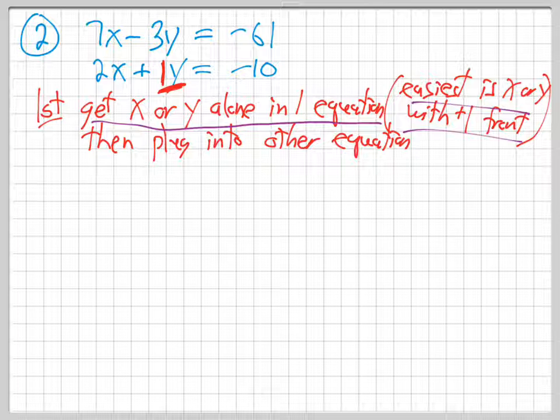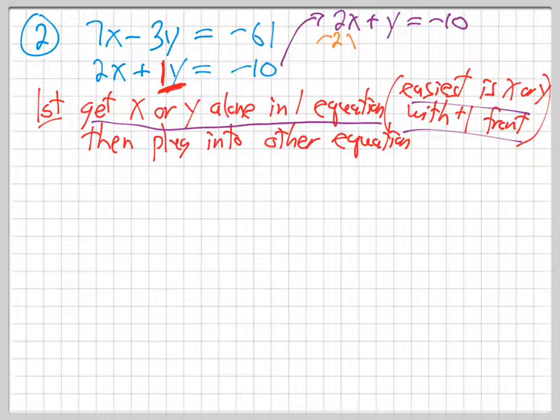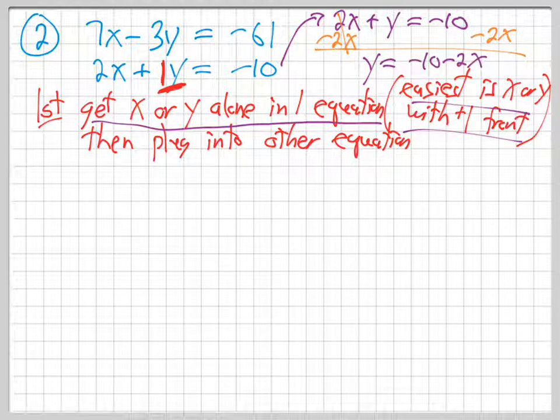So I'm going to take this equation, bring it up here for a minute. 2x plus y is negative 10. And I'm going to just subtract the 2x from both sides. Boom. So y equals minus 10 minus 2x. So it was easy to get y alone. I didn't have to divide by a number in front of y, which would make fractions.